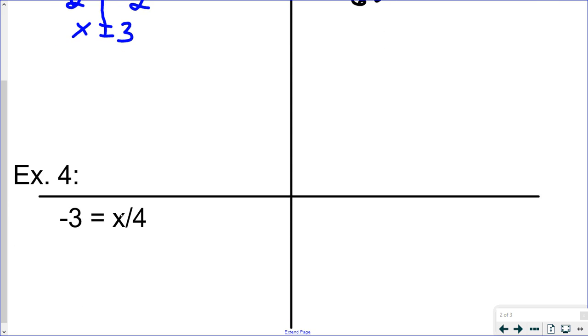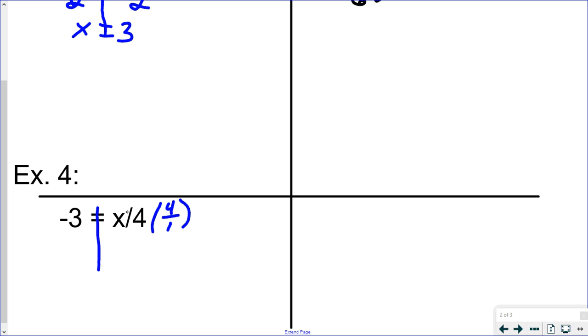In this one, the operation that I see is division. Well, the opposite of division is multiplication. So what I'm going to do is multiply both sides by 4. So on this side, what I'm really doing is I'm multiplying by 4 over 1.